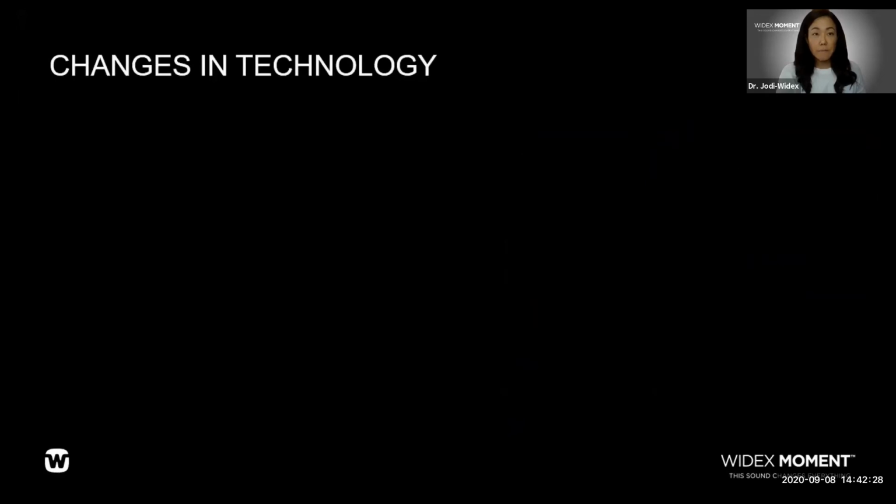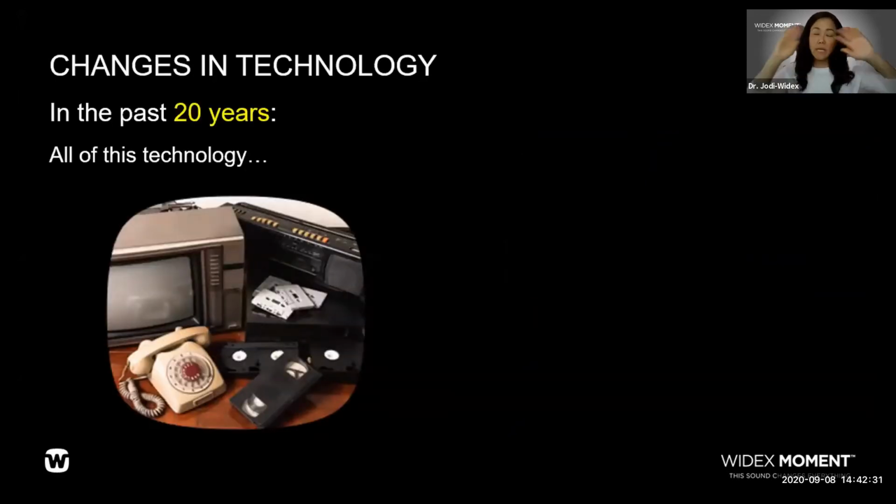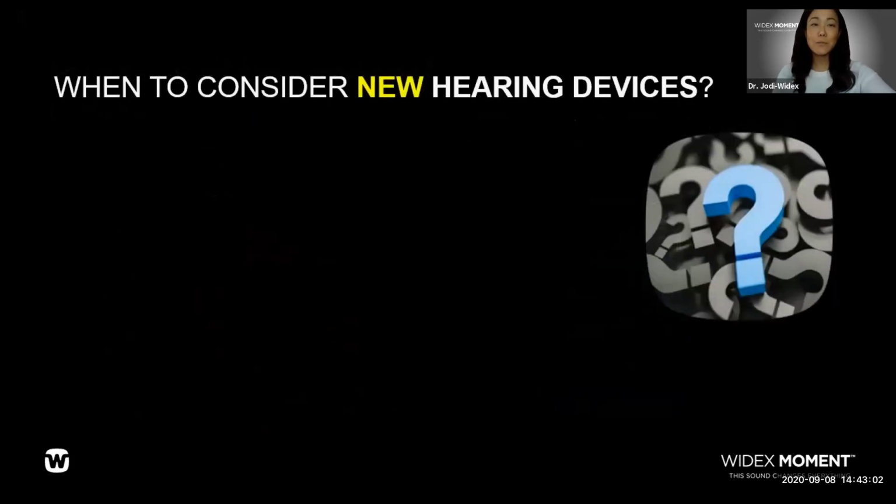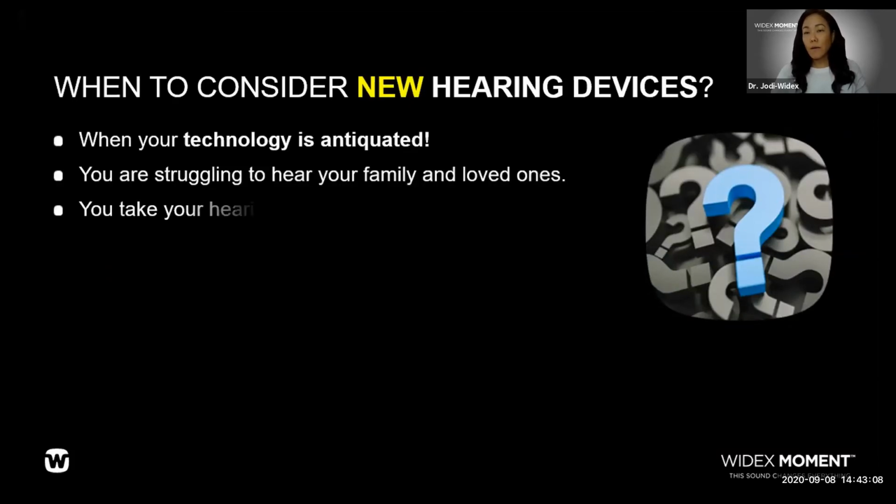So next we'll go here, and I'll just do a really high level showing that in the past 20 years, all of the technology that you see here on the screen has basically been replaced by a smartphone and a set of hearing instruments. So it's pretty amazing that we don't need the landline phone. We don't need the boombox. We don't need VCR tapes. I don't think my children even know what those look like. And now we've really replaced all that tech with something as tiny as a smartphone in our hand, which is pretty cool.